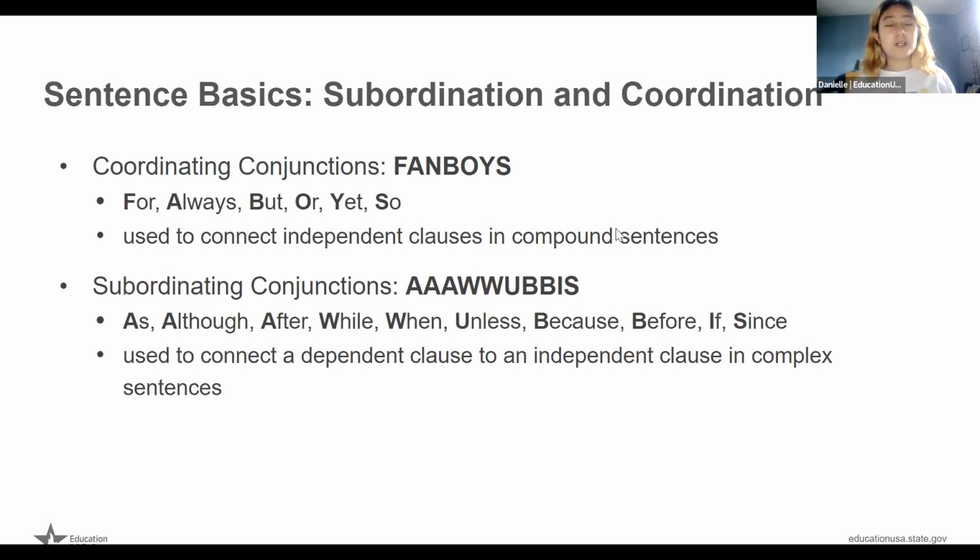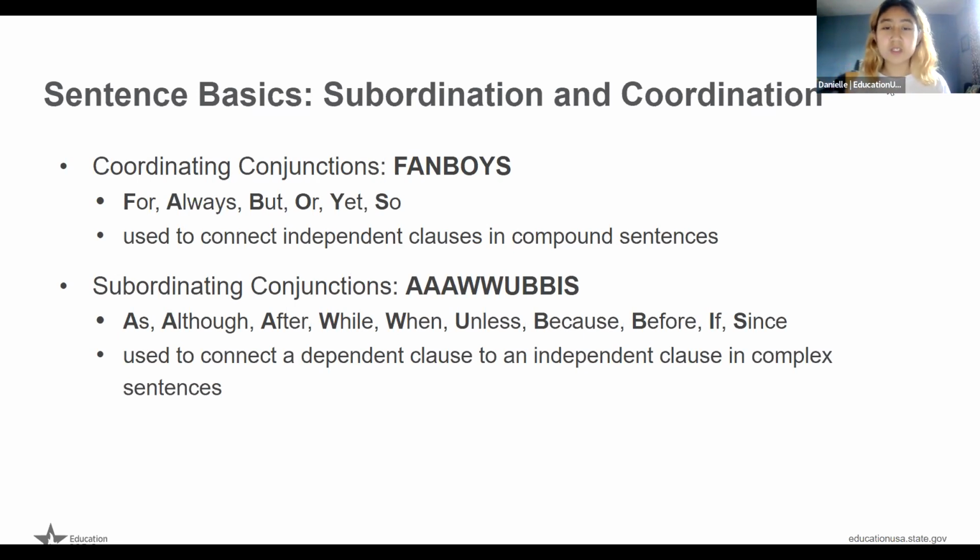Subordinating conjunctions. So what is the difference? These are used to connect a dependent clause to an independent clause in complex sentences. So you guys are probably thinking, oh my God, what is a dependent clause? What's an independent clause? I don't know these. That's okay, because we'll go over them. So just remember these conjunctions.